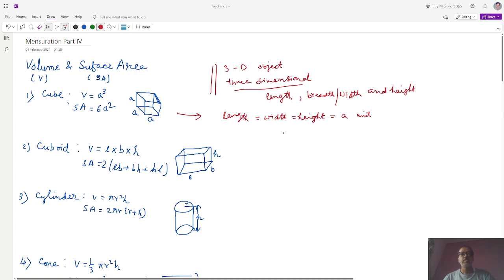So the area of the base. In a cube, the base is a square. So the area of the square, we know, is a square, and height equals a. Therefore, the volume will be a square into a, that is a cube.